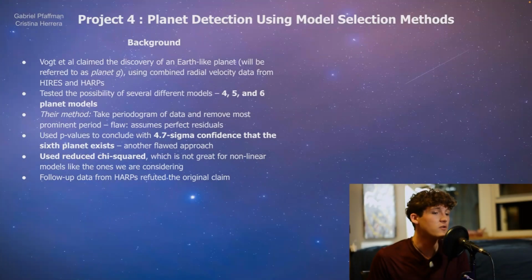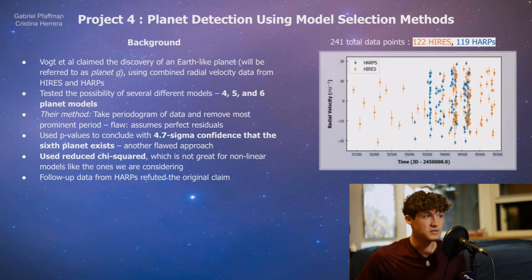Hi, I'm Gabriel, and I worked with Cristina Herrera on using different model selection techniques to garner whether or not a planet exists. So the story starts with Vogt et al. claiming that an exoplanet exists in the habitable zone of another star, which we'll call Planet G. He used high-res and HARPS data to make this conclusion and made several flaws, missteps along the way.